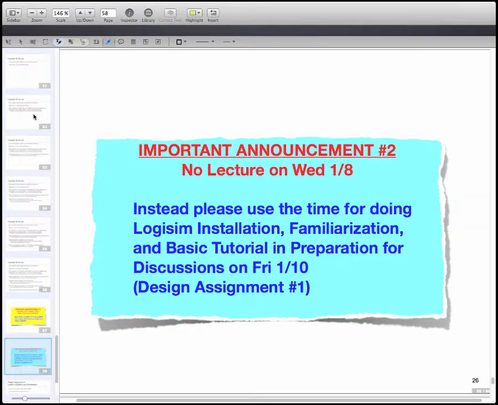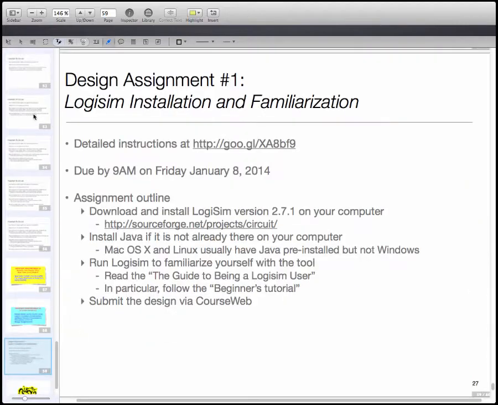And the second thing is no lecture on Wednesday. So instead, make sure to go through design assignment 1, which is due 9 a.m. on Friday, January 10th. This is a typo. So on Friday the 10th, 9 a.m., it is due. A sketch of the instructions is out here, but you go to that link that I have up there. It will take you to a Google Doc, and you will see the more detailed instructions there.